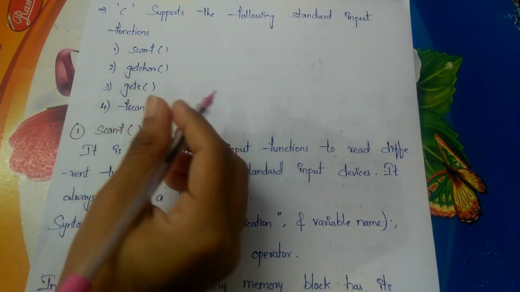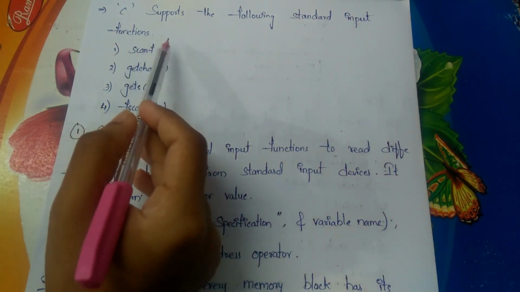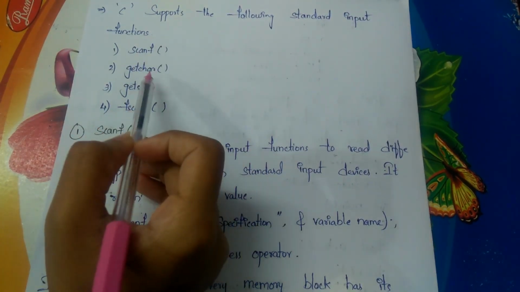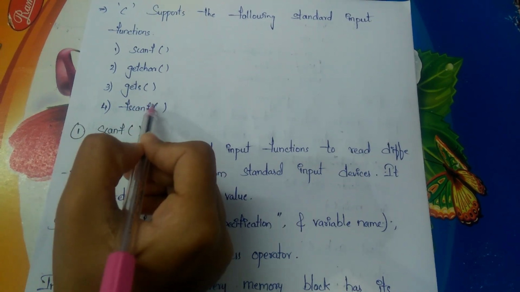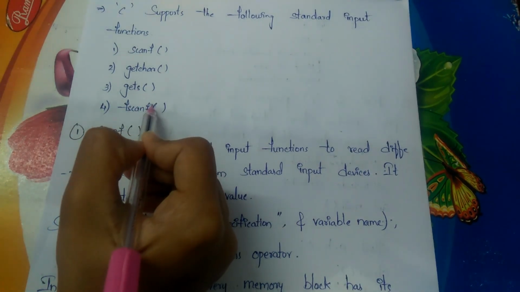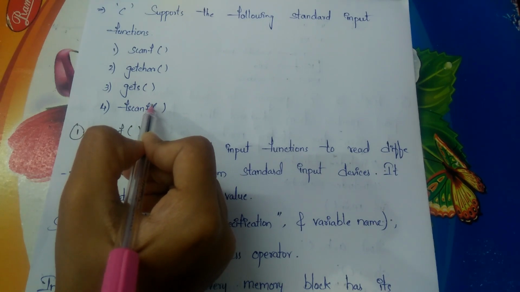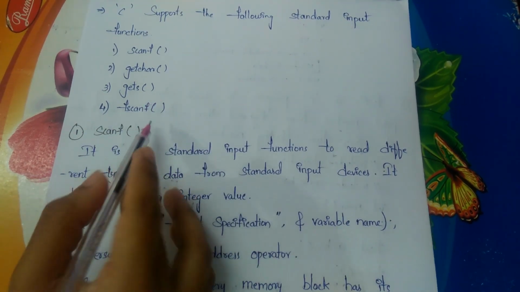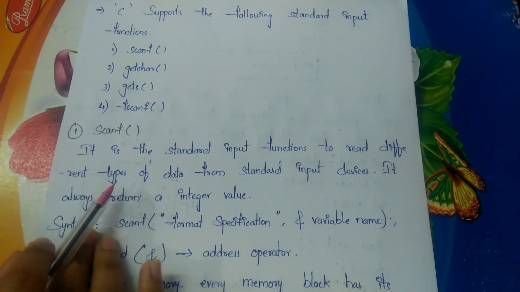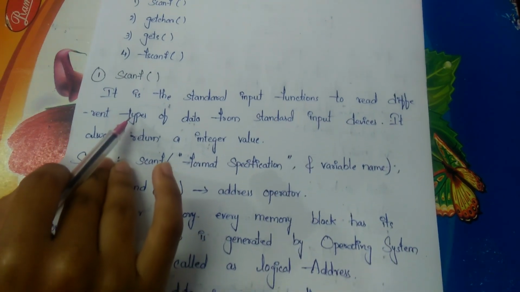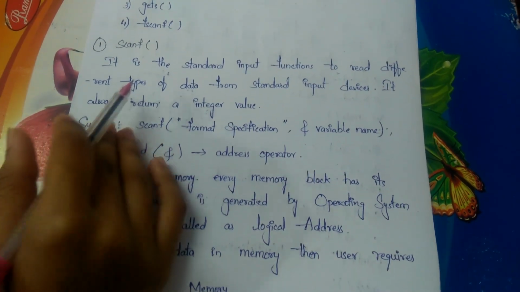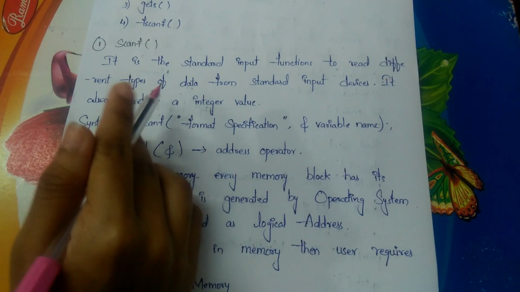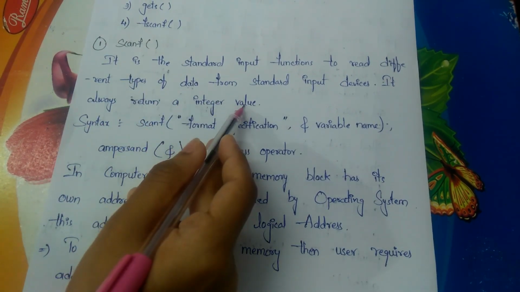So C supports the following standard input functions: scanf, getchar, gets, fscanf. So these are the four functions. The first one is scanf. scanf is a standard input function to read different types of data from standard input devices, and it always returns an integer value.